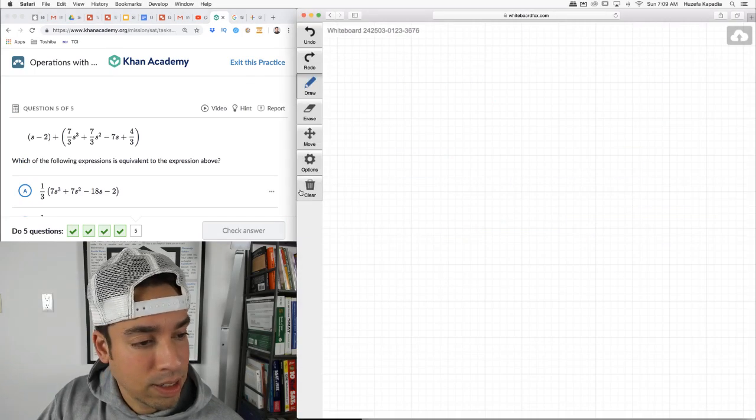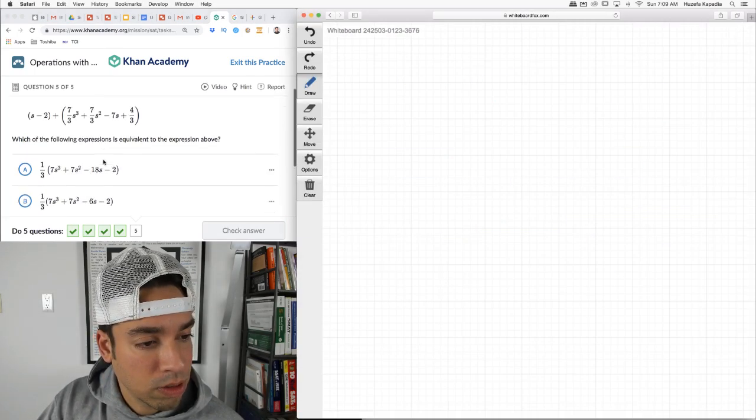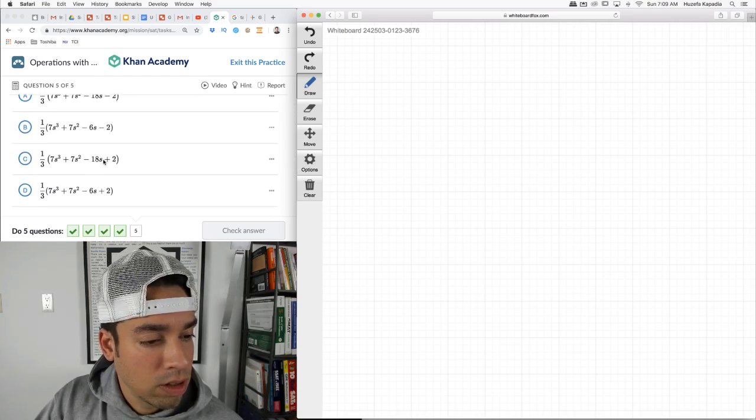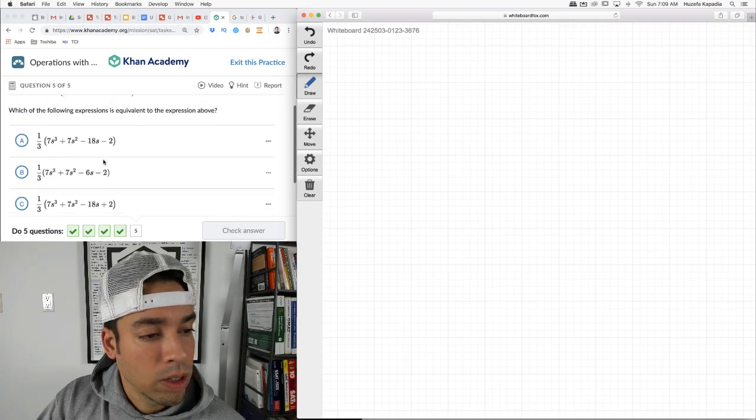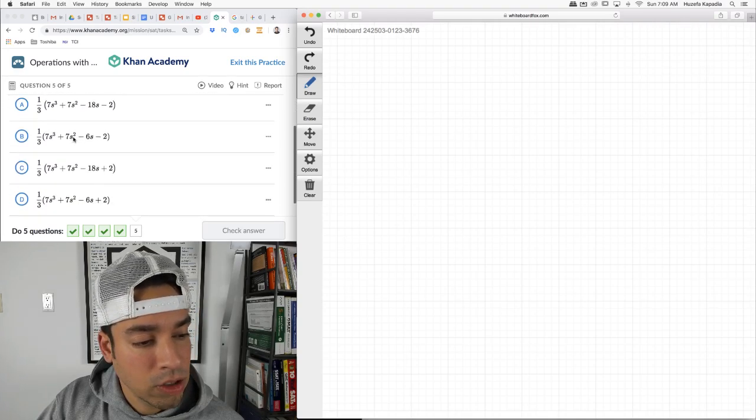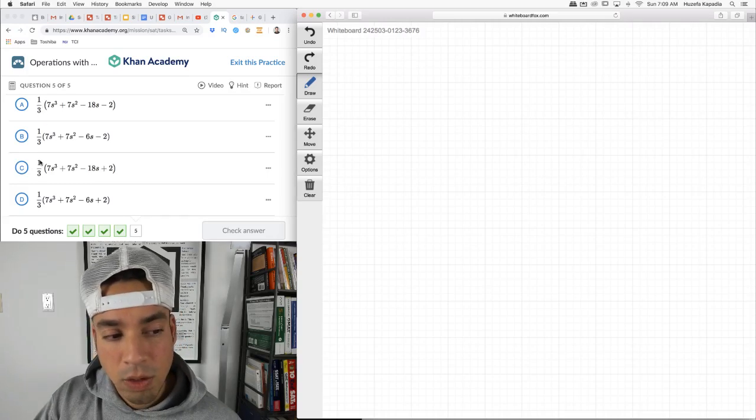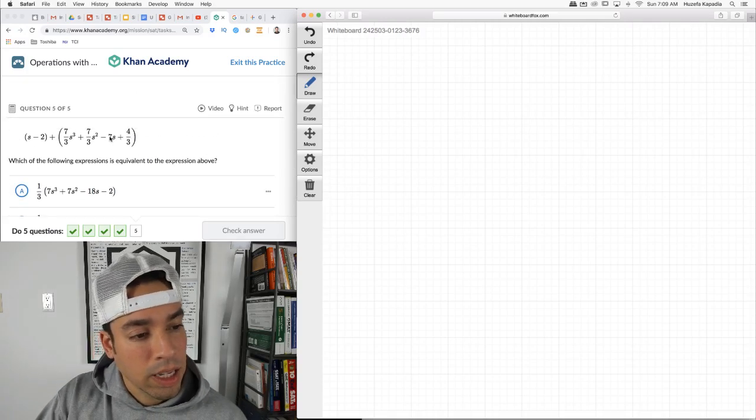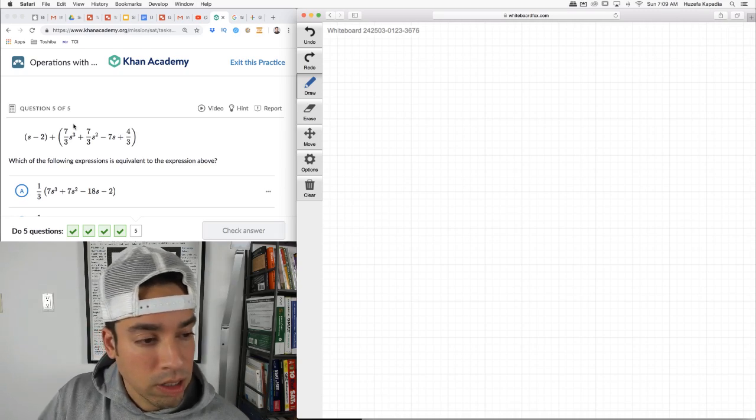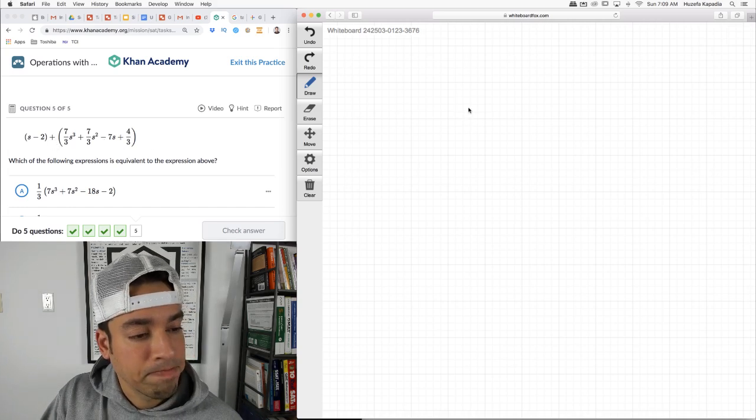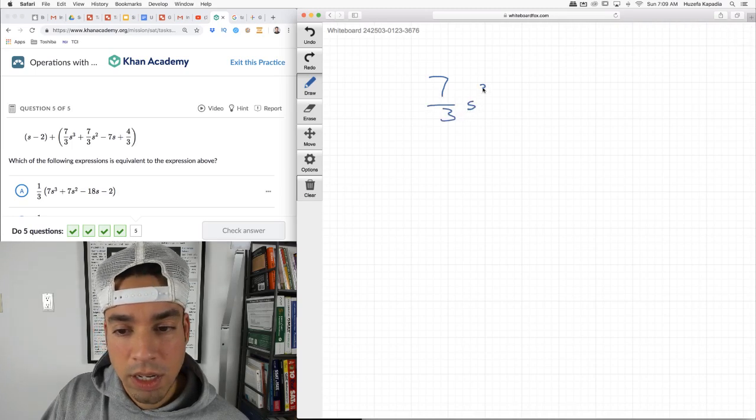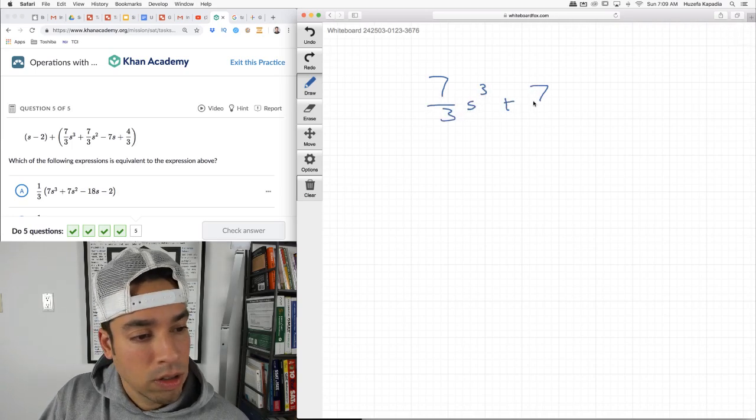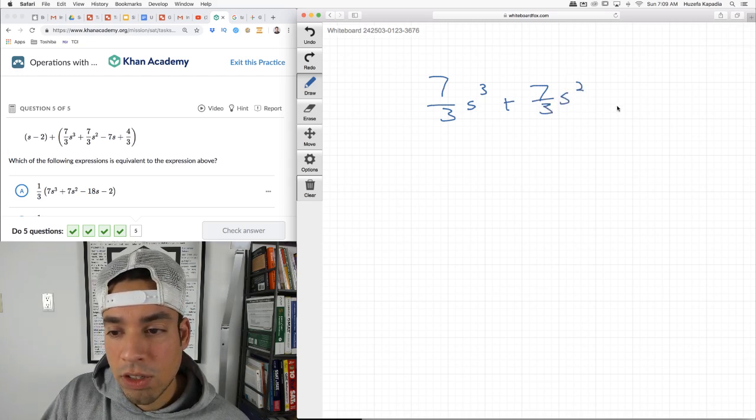Last but not least, number 5. Oh my god, this one looks insane. Let's see. Okay, we're going to combine. So I quickly glanced at the answers, and I'm seeing that they've all factored out a 1/3. So all I'm going to do is combine like terms here, and then factor out 1/3, and that's it. So the S is going to hit that, and the -2 is going to hit that. So we've still got 7/3 S cubed plus 7/3 S squared.